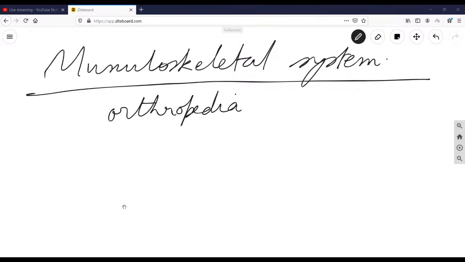We all know that adult humans consist of 206 bones. Okay, when we are infants we have almost 320 bones, but they keep on fusing and in the end we have 206 bones.